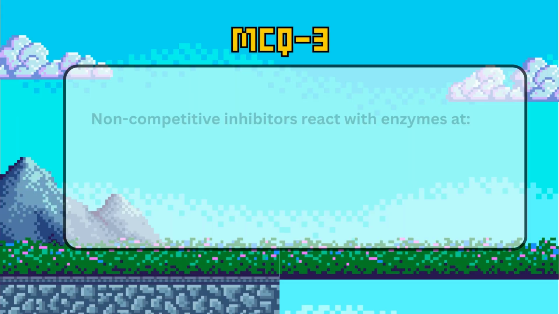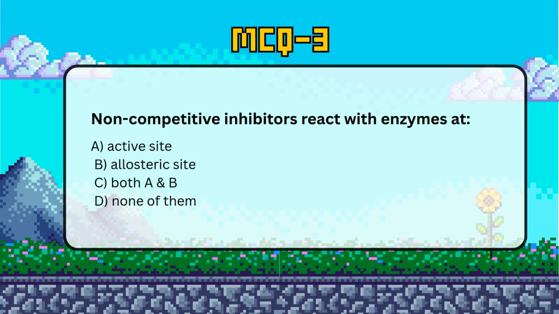The third question is: a non-competitive inhibitor reacts with the enzyme at? The options are the active site, allosteric site, both A and B, and none of them. So the right option is the allosteric site because non-competitive inhibitors don't bind at the active site, instead they distort the enzyme shape by binding at the allosteric site. The active site is for the competitive inhibitor. So the right option is the allosteric site.